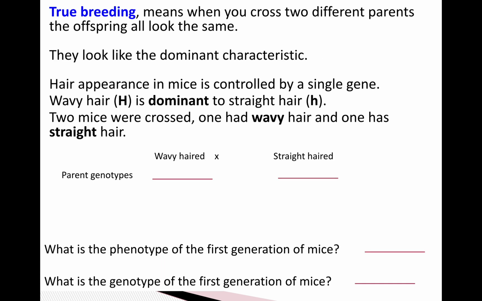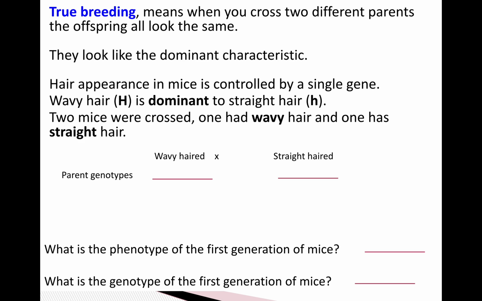Okay, so last one. True breeding is when we cross 2 different parents, like we've been doing with the mice and with the peas. So 2 parents that look different, but all the offspring look the same. They're all going to look like the dominant characteristic. So let's look at hair appearance in mice. It's controlled by a single gene. You can either have the wavy hair version, and we're going to put that as a capital H because it's the dominant, and the other option is straight hair. Now if wavy hair is dominant, that means straight hair must be recessive, so we give it a small h.